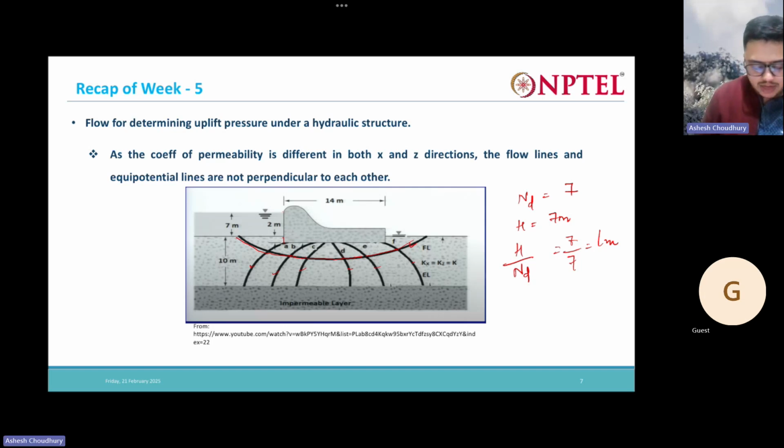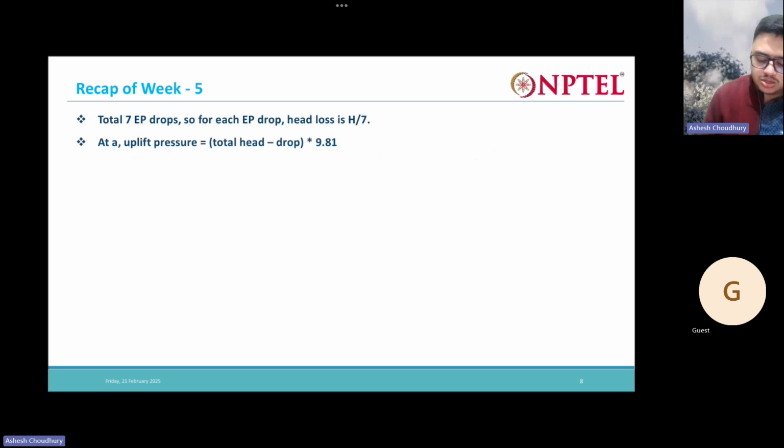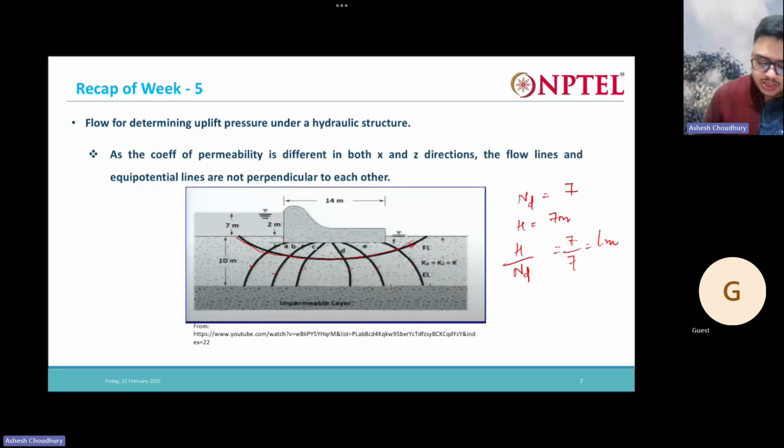Now there are a total of seven drops. So for each drop, the head loss is H by 7. And H here is 7, so 7 by 7 is 1. Now at A, what is the uplift pressure?